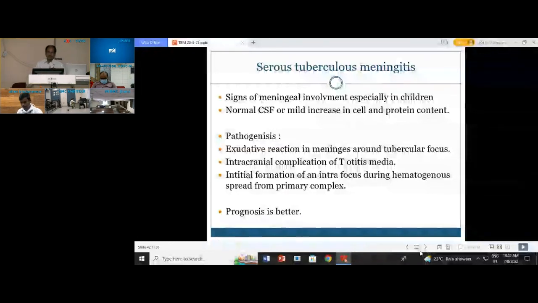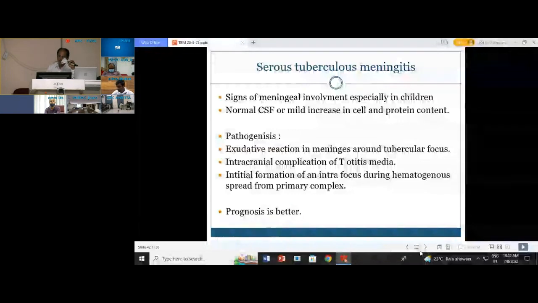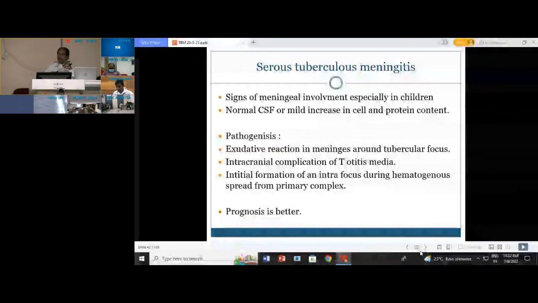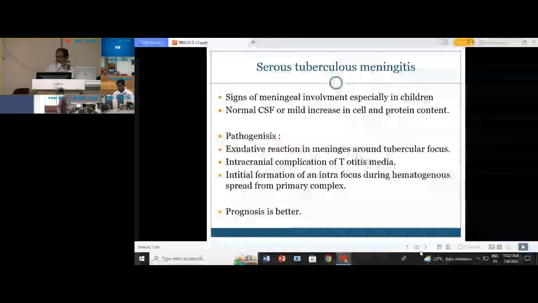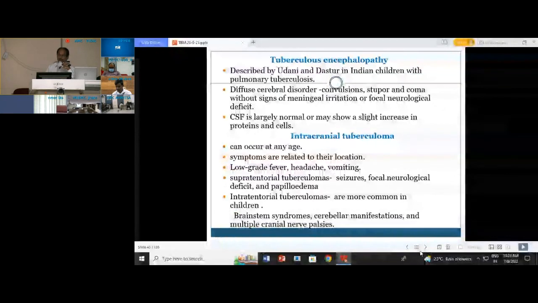The intracranial complication of tuberculous otitis media can present as tuberculous serous meningitis. There is initial formation of an intrafocus during hematogenous spread from a primary complex in the lung. Prognosis is good in tuberculous serous meningitis. Tuberculous encephalopathy was described by Udani and Dastur in India in children with pulmonary tuberculosis. It is a diffuse cerebral disorder with convulsions, stupor, coma, obtundation, and without signs of meningeal irritation.